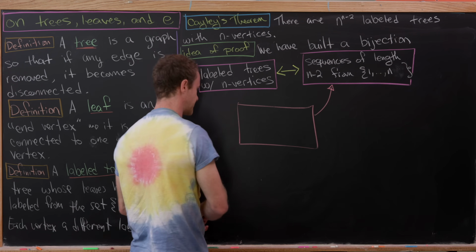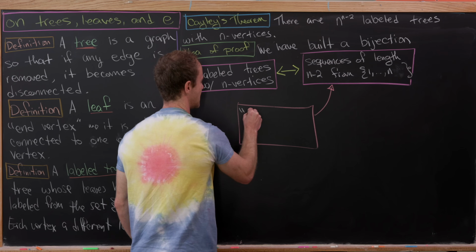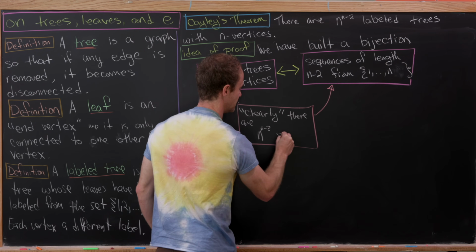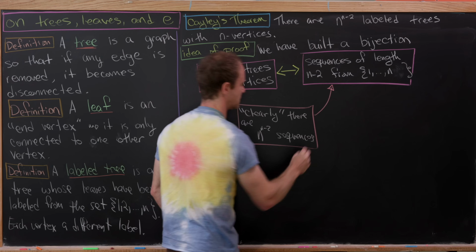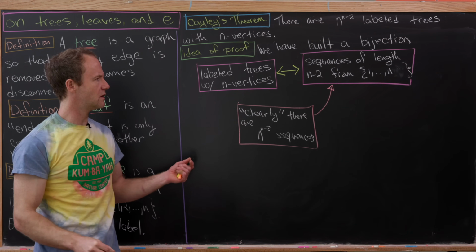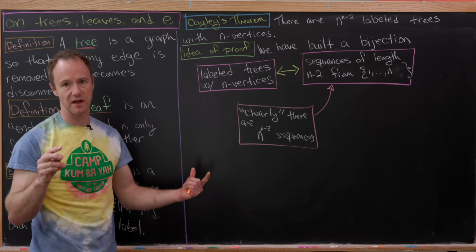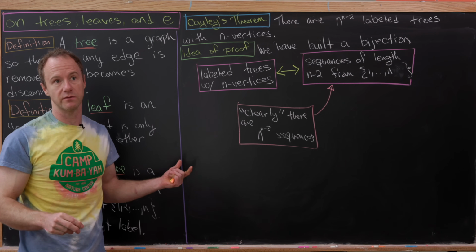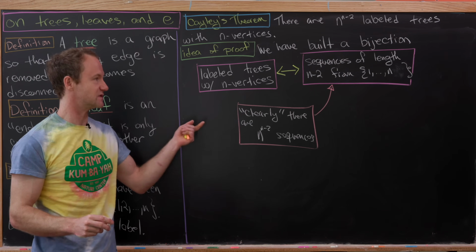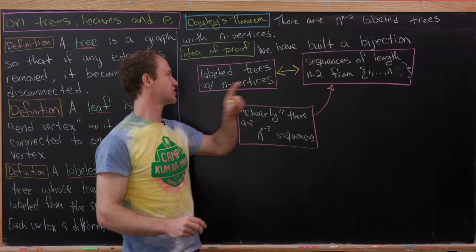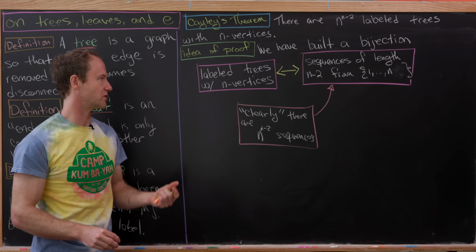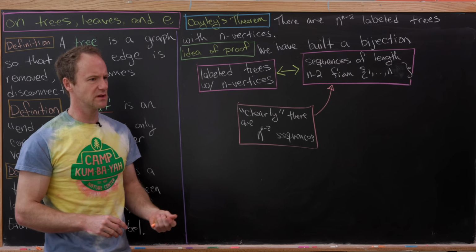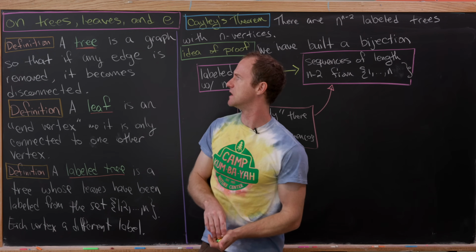But this number is fairly easy to calculate. Clearly there are n to the n-2 of these sequences. Why is that? Notice our sequence is of length n-2, and for each entry we have n choices. So totally we have n times n times n, n-2 times, giving us the result. But then the bijection tells us that there are the same number of labeled trees with n vertices, and that gives us Cayley's theorem.